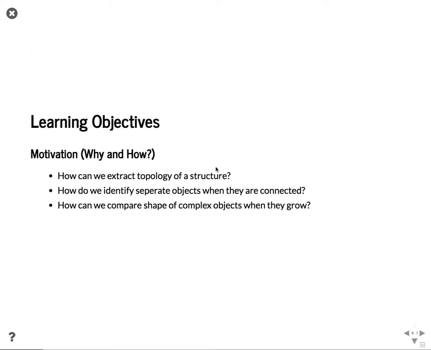So really, the learning objectives are: how can we extract the topology of a structure? I've heard from a few of you already that you're dealing with objects where there is connectivity or you're looking at things like flow, and you want to be able to tell how those objects are linked together and what that topology looks like. How do you identify separate objects when they're connected? And how can we compare shapes of complex objects as they change?